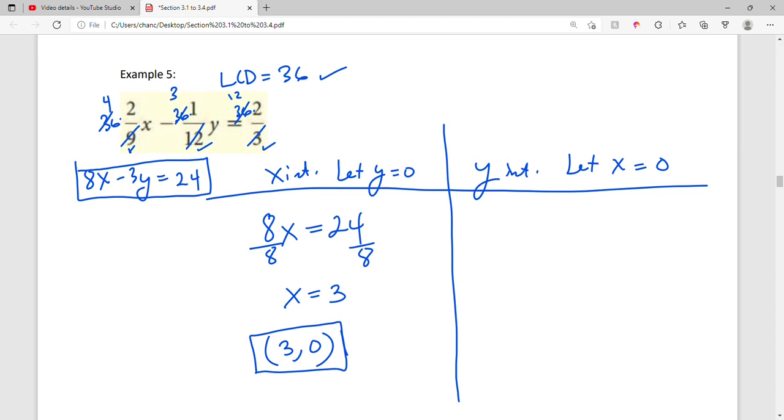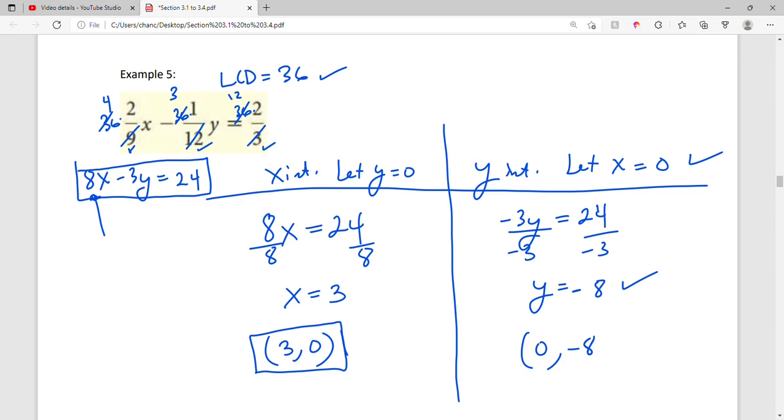For the other side, if x is going to be 0, well, the 8x is going to disappear on us. So we'll just have negative 3y equals 24. I can divide both sides by negative 3. And so y equals negative 8. That means our ordered pair is 0 for the x-coordinate and negative 8 for the y-coordinate. It's 0, negative 8.